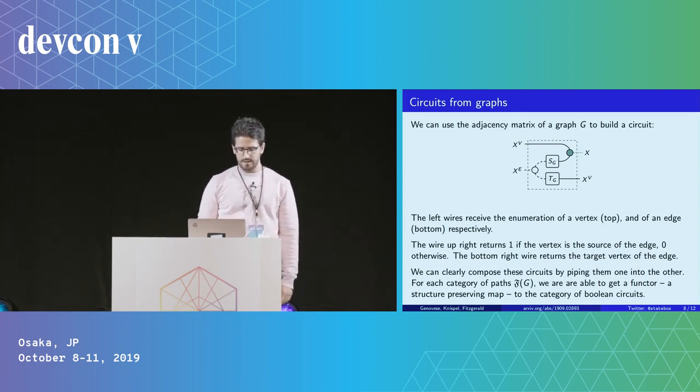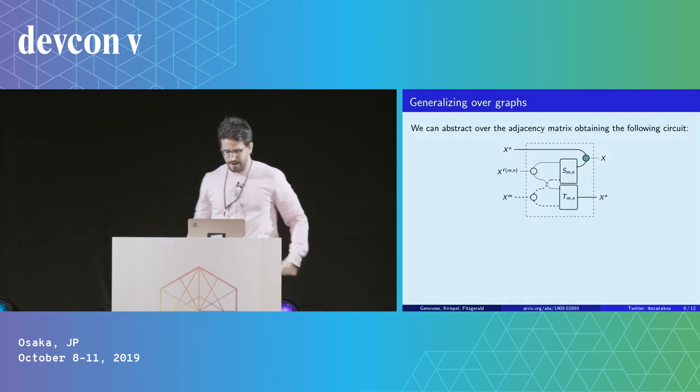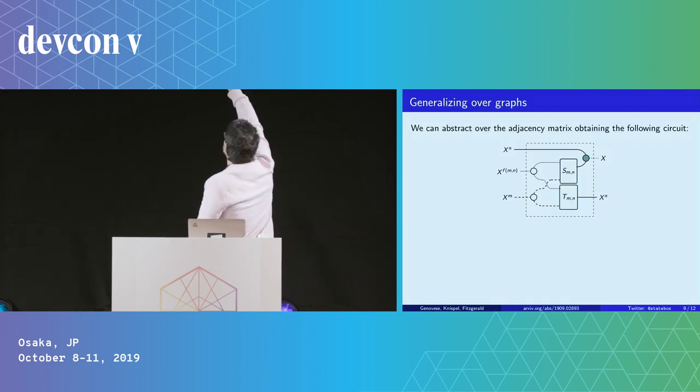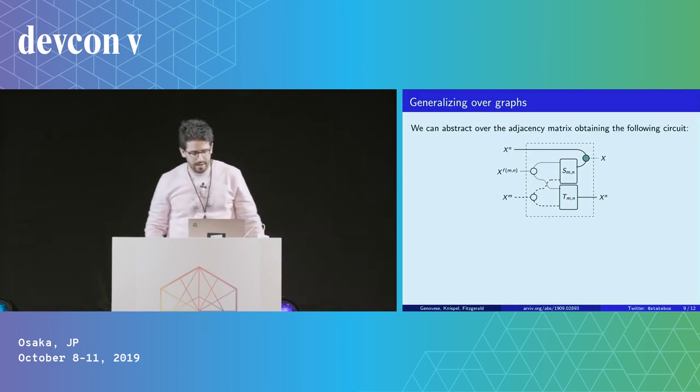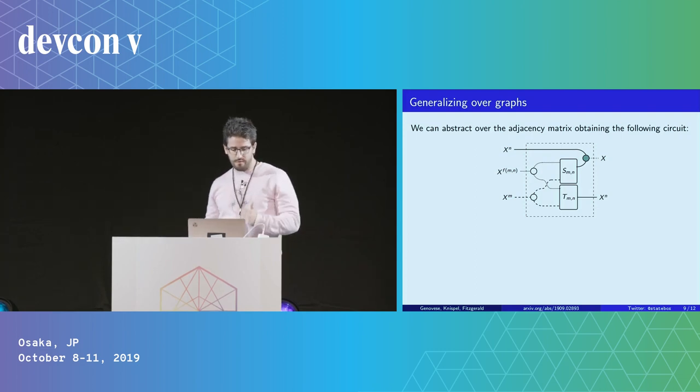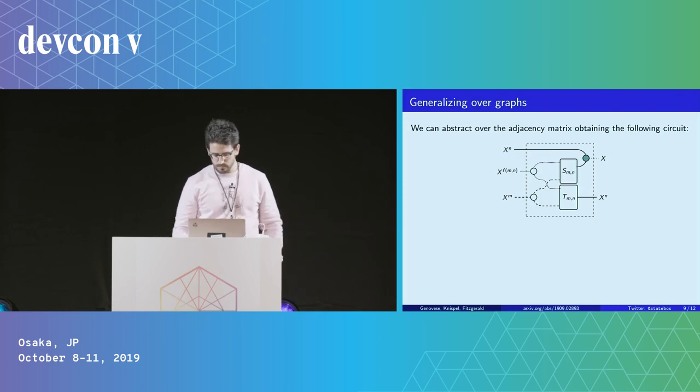We can abstract the adjacency matrix, which at the moment is encoded in these S of G and T of G, like this. And now the idea is that in this densely dotted wire, you can also specify the adjacency matrix of the graph you want to use. So now you are plugging in a vertex, an edge, and also the graph the vertex and the edge belong to.